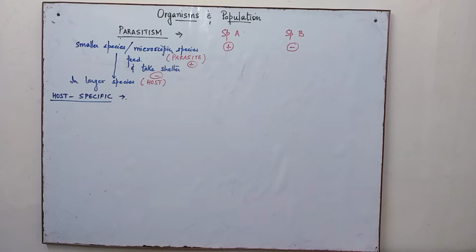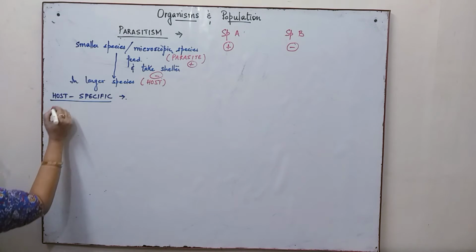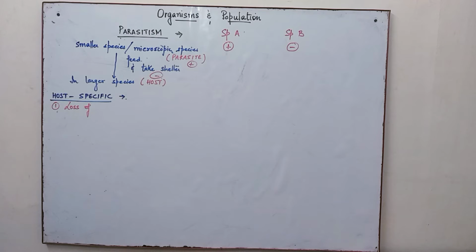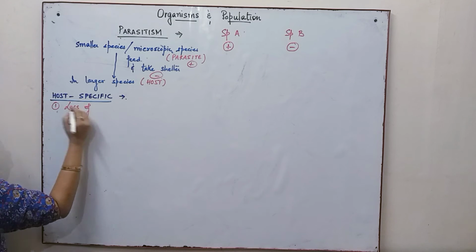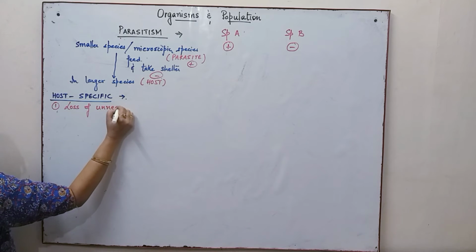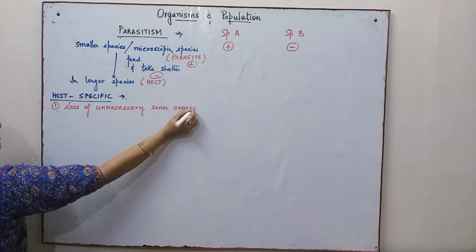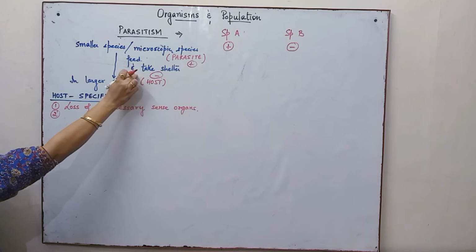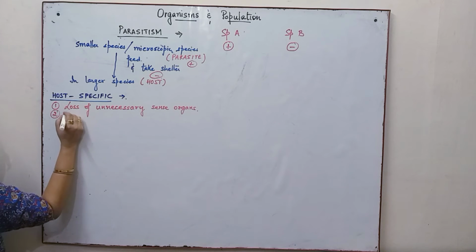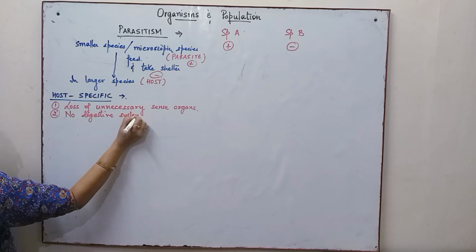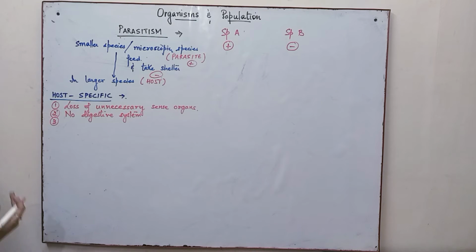They have evolved various mechanisms, and we can rather say that they have co-evolved, and various kinds of adaptations are seen in the case of parasites. A few important ones are the loss of unnecessary sense organs, which over a period of time they have lost. Also, since they derive their nutrition directly from the host, there is no requirement of the digestive system. So, there is normally no digestive system present within the parasite as they obtain the nutrition directly from the host.